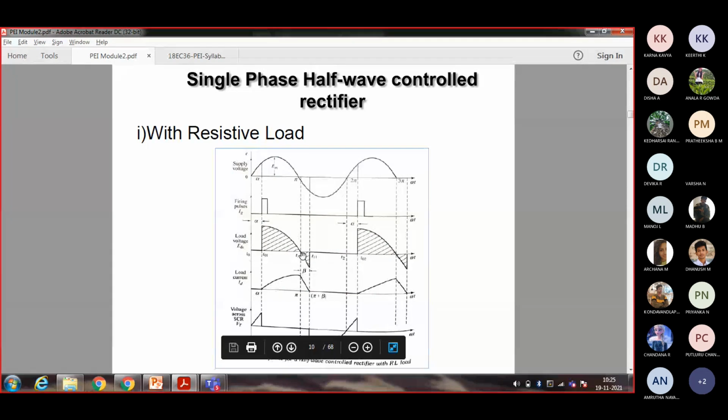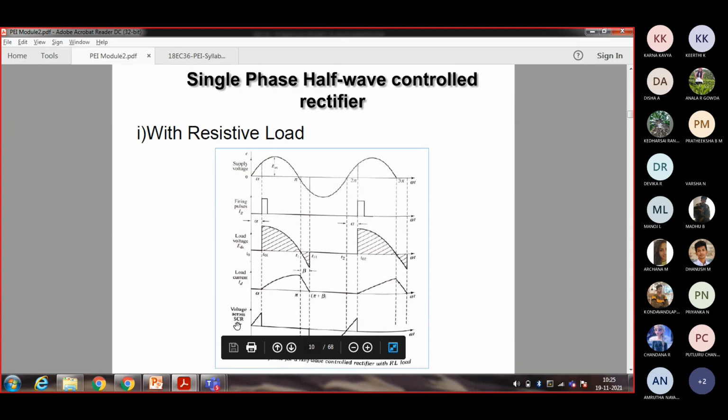Since the current decreases, your load voltage also goes negative. Then once it becomes 0, the load voltage will become 0 over there. So this is the input signal, the triggering pulse for triggering your thyristor, and this is your load voltage, that is the output voltage across the resistance and also the inductance. Then the load current we are going to measure over there.